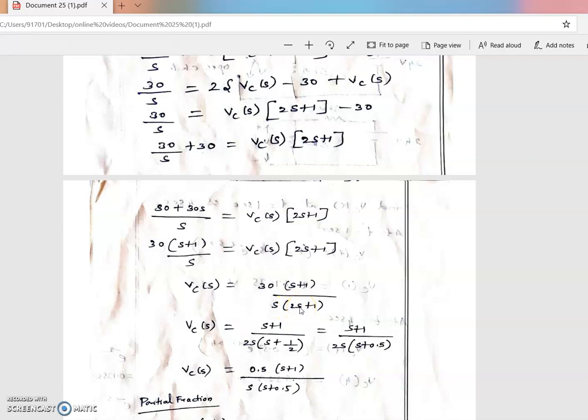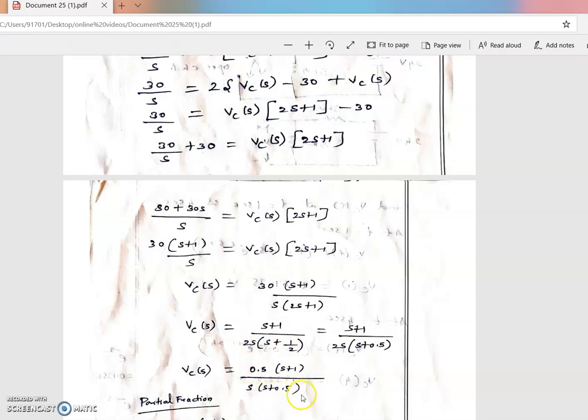Then, removing the value in front of s, we take the 2 outside, so we get s plus 1 by 2. Then we get the term as s plus 1 divided by 2 into s plus 0.5. And again we shift this 2 to the numerator, meaning 1 by 2, which we can write as 0.5 into s plus 1 divided by s into s plus 0.5.